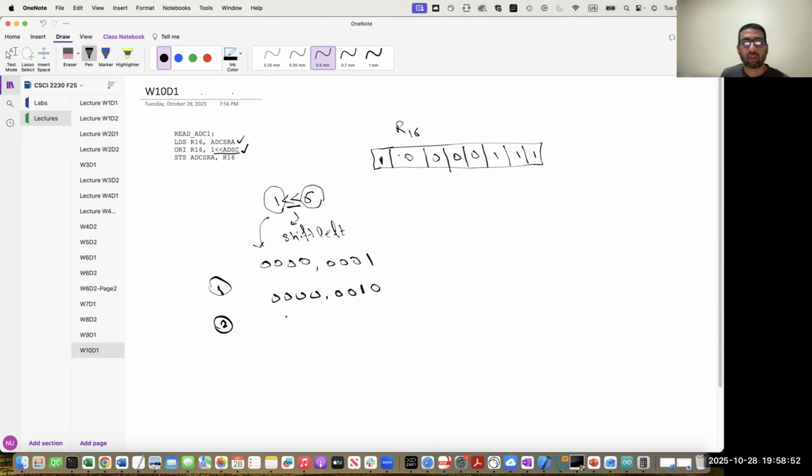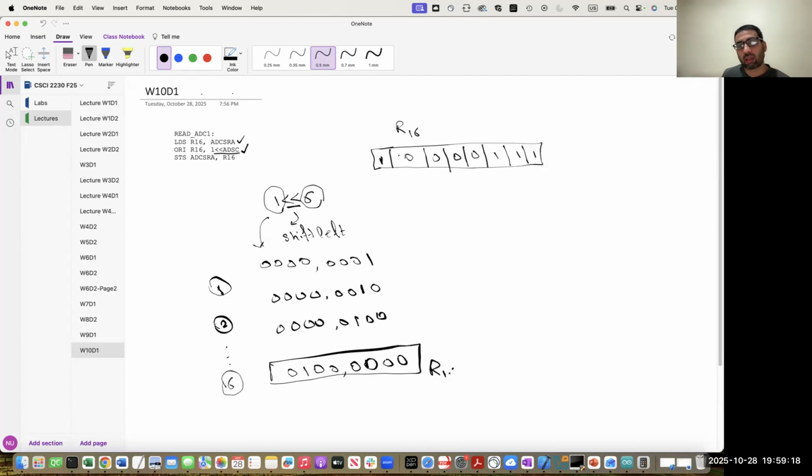After the second shift left operation, everything will be shifted once towards the left. 1, 0, 0, 0, 0, 0, right? And so on. So after the sixth left shift, you will have 0, 1, 0, 0, 0, 0, 0, 0. So you will have this thing in R16, right? So this is R16 here. Now in the next statement, sorry, you will not have this in R16, my mistake.